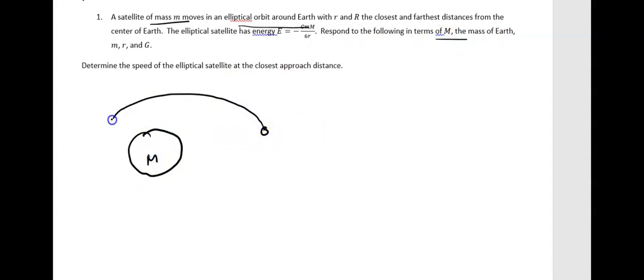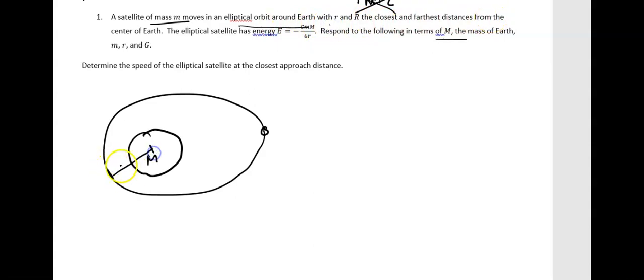So we have a satellite of mass m. It moves in an elliptical orbit around Earth. Okay, so the mass of the Earth they're saying is M. Then we have the satellite's elliptical orbit. Now we're not dealing with circular orbits. We're dealing with elliptical orbits. So since we're dealing with elliptical orbits, again, we cannot use F net equals ma. That is only for circular orbits. Okay, with r and R, the closest and farthest distance from the Earth.